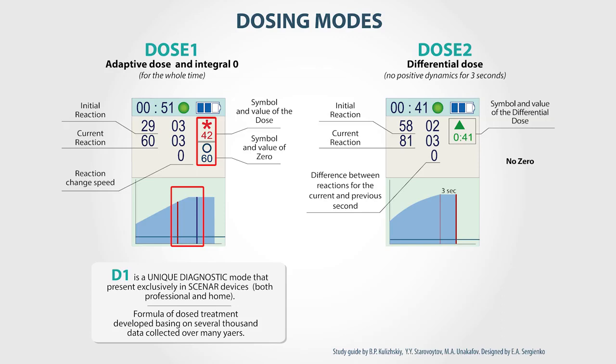The zero parameter is indicated by the blue symbol. It means that the reaction change speed fell less than 1% per second. The number below the zero symbol is the value of reaction at the moment when the zero was reached. On the graph, dose and zero are indicated by vertical lines.